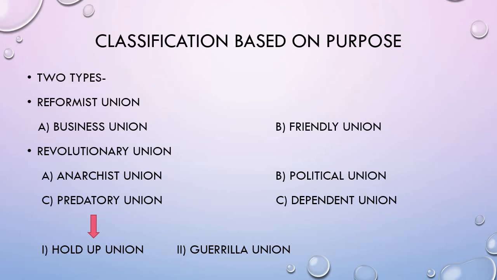The third type will be the predatory union. This type of union has been added by Professor Huxley.